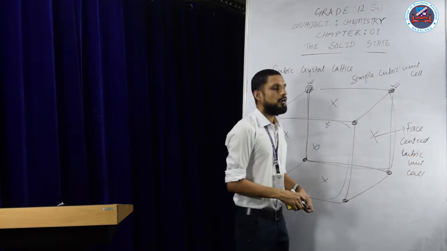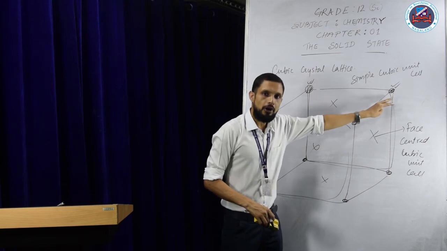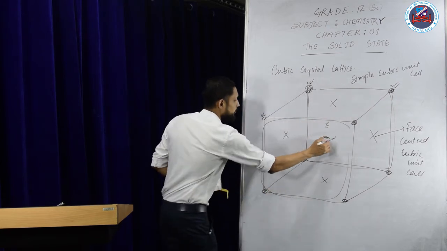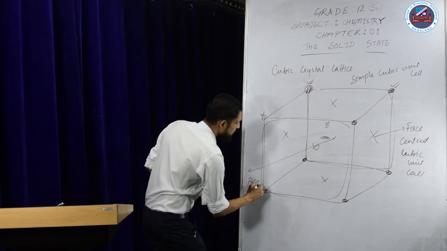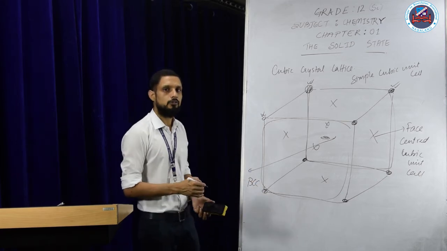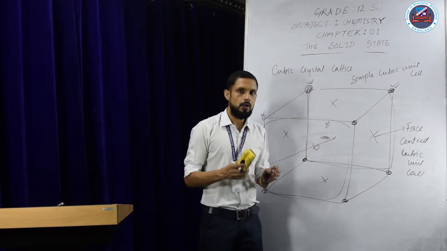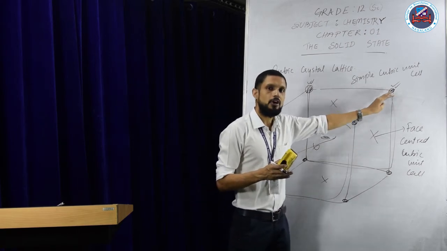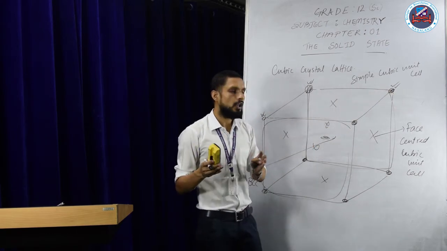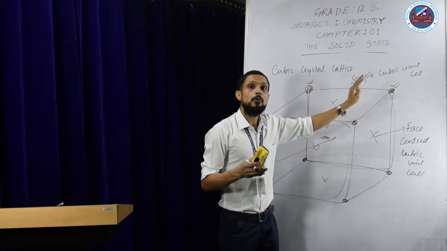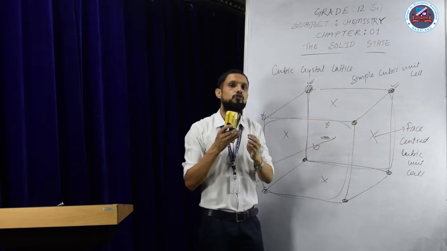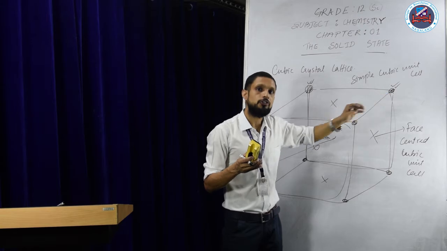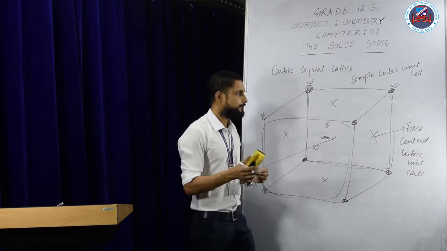And if the atoms are present at the corner and the body, then the unit cell is known as BCC, body-centered cubic unit cell. So in a simple cubic unit cell, the atoms are present only at the corners. In a face-centered cubic unit cell, the atoms are present at the corners plus the face. In a body-centered cubic unit cell, the atoms are present at the corners plus in the body.